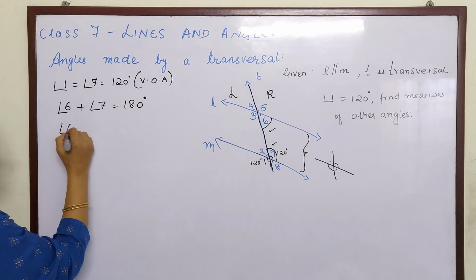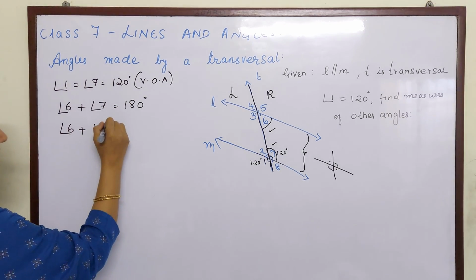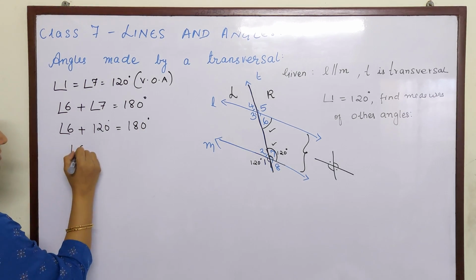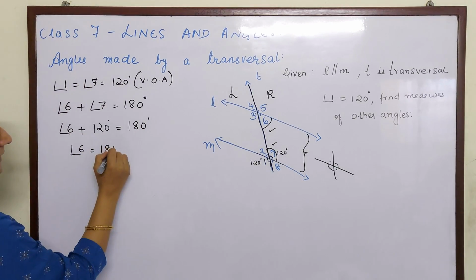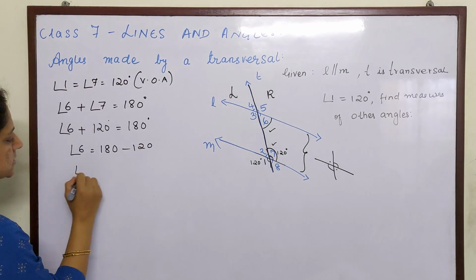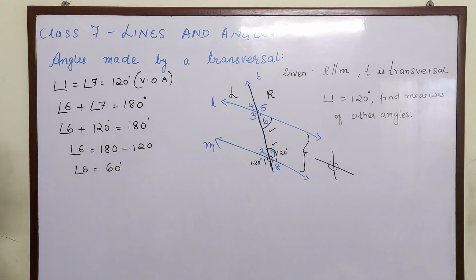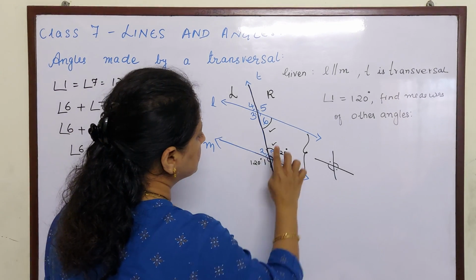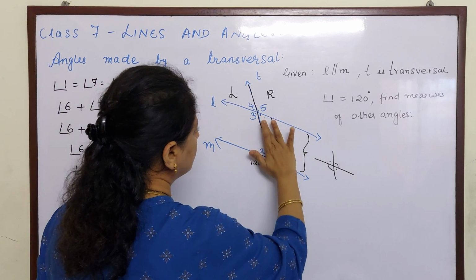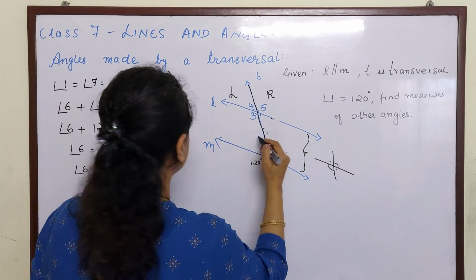But we have already found out what is angle 7, that is 120 degrees. So angle 7 is equal to 120 degrees. When you substitute and take 120 to this side, it becomes minus 120, and so angle 6 is 60 degrees, right? So we can say that angle 6 is 60 degrees. So let us write here angle 7 is 120 degrees and angle 6 is 60 degrees.